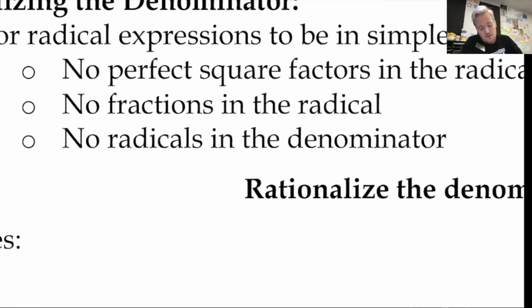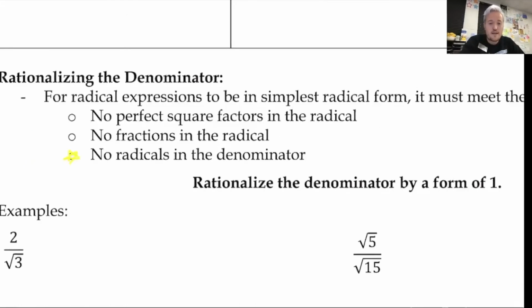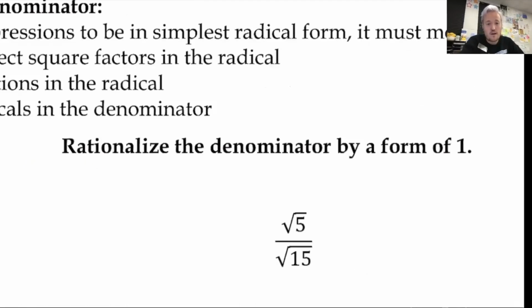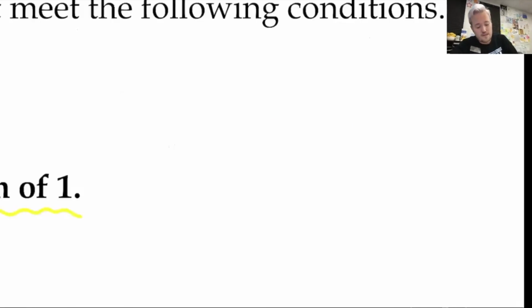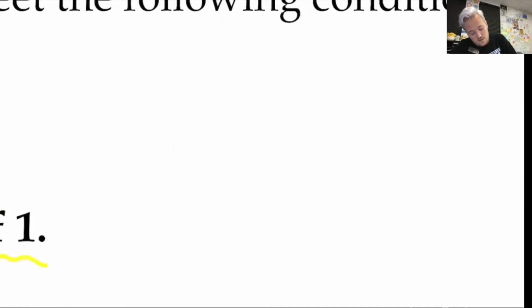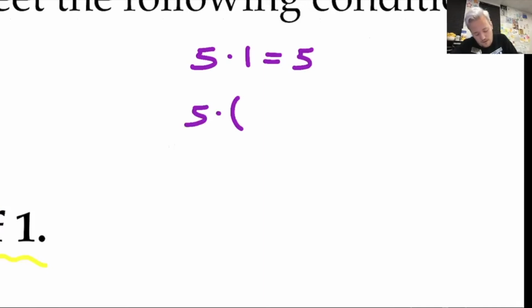All right. So really this last one, this is the big one. When I say we're going to rationalize, we're going to rationalize the denominator by a form of 1. Now, if I multiply something times 1, so let's say I'm doing 5 times 1, that's just 5. It doesn't change the value. But if I change the form of that 1, say 2 over 2, well, that still simplifies to 1, so 5 times 1 is still 5. But I'm just changing the way that 1 looks.